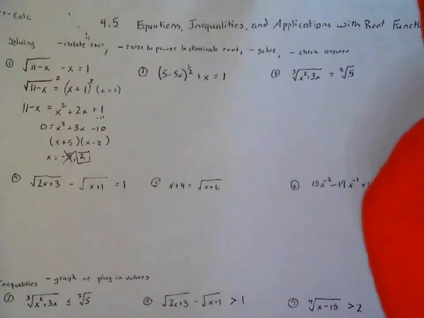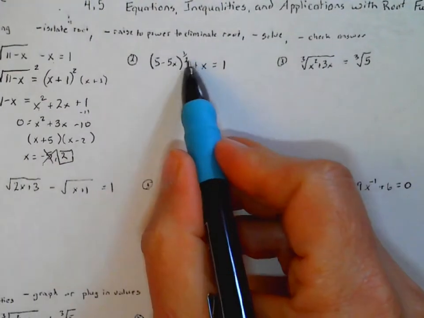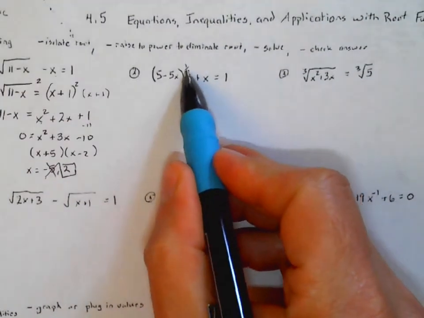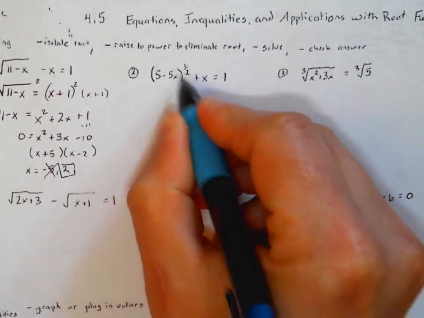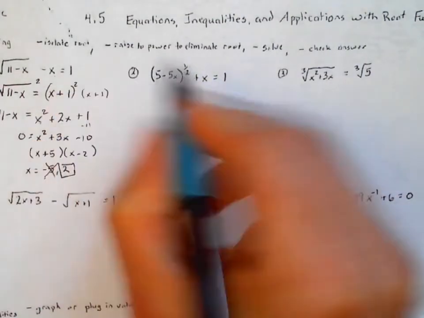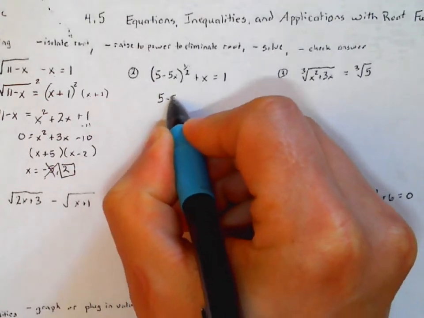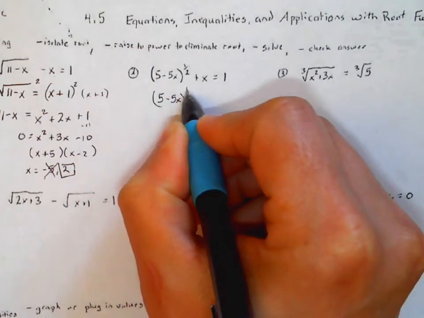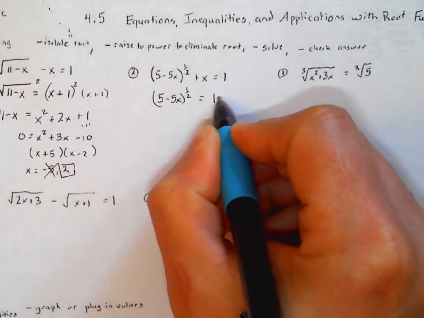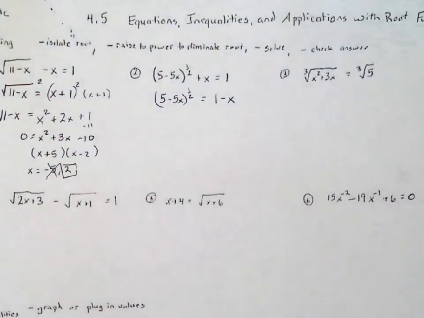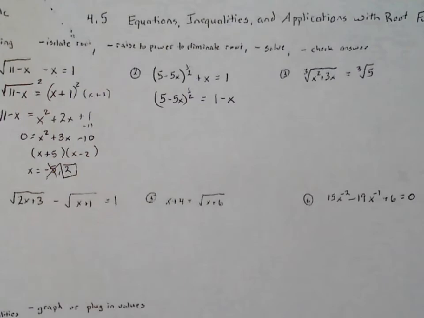So same thing here, number 2. This is the same sort of idea with a square root. So we want to isolate that by itself first. So I'm going to subtract that over. So I have 5 minus 5x to the 1/2 is equal to 1 minus x, or negative x plus 1. You could go either way with that.